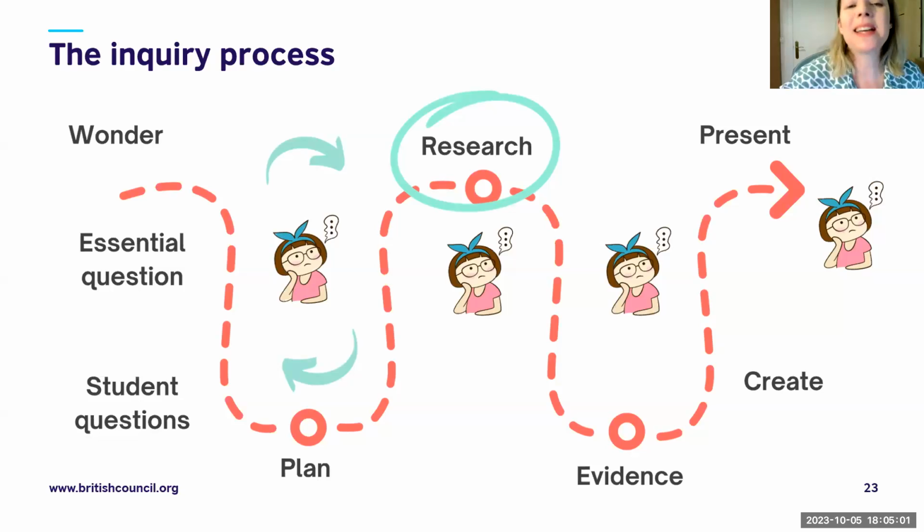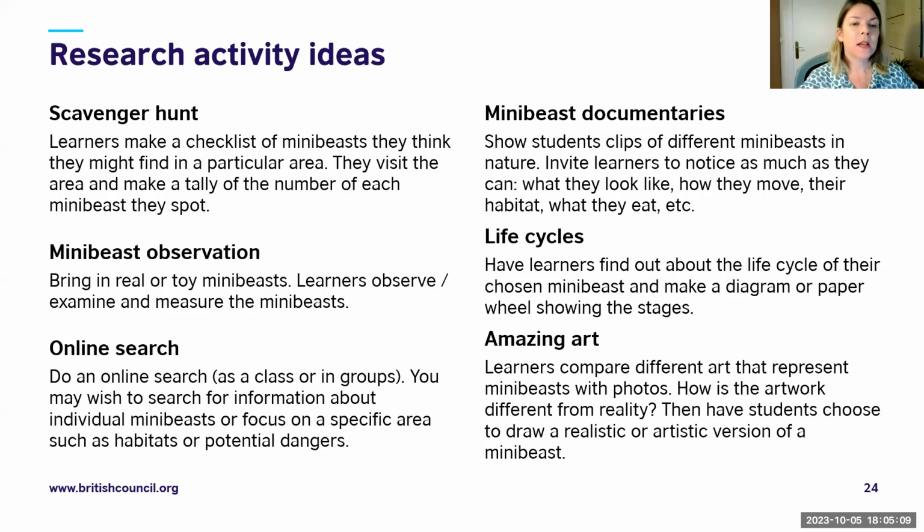So we're going to look at some ideas for activities that students could do to help them find out how mini beasts survive. So the first one is a scavenger hunt activity where the learners make a list of mini beasts that they might find in a particular area. So it could be in the school yard or in their garden or in the street outside their house, or in a park. And then they visit that area and they just see what they can spot. They make a tally of the number of each mini beast they spot. So that's quite a simple activity.